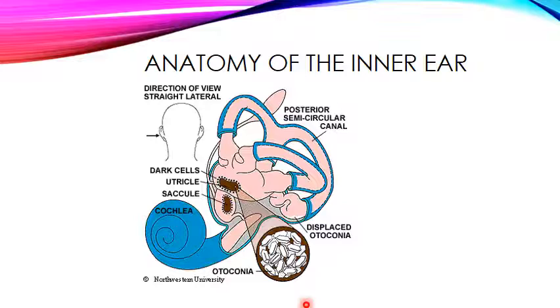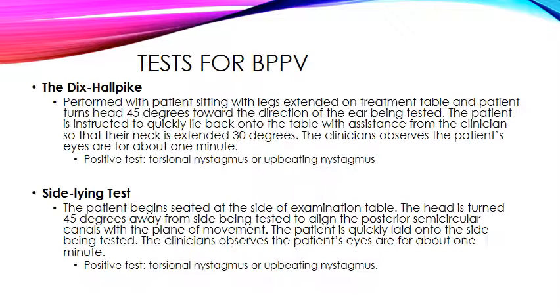The inner ear has three semicircular canals: the horizontal, the superior, and the posterior semicircular canal. This illustration depicts left posterior semicircular canal BPPV. As you can see, the crystals are clumped together in the posterior semicircular canal. This posterior semicircular canal is the most commonly involved canal out of the three.